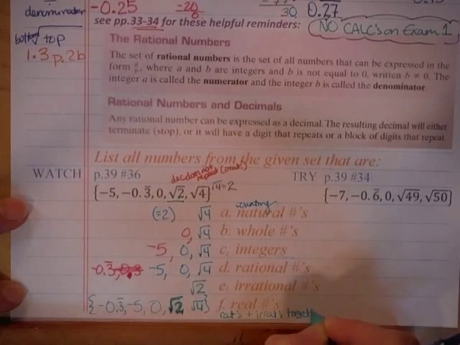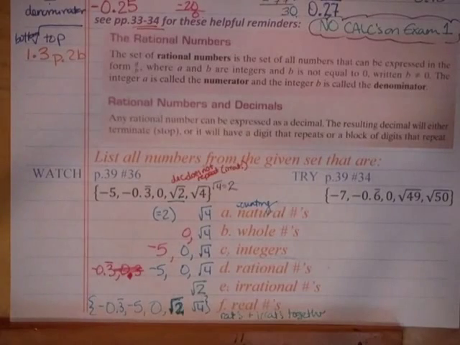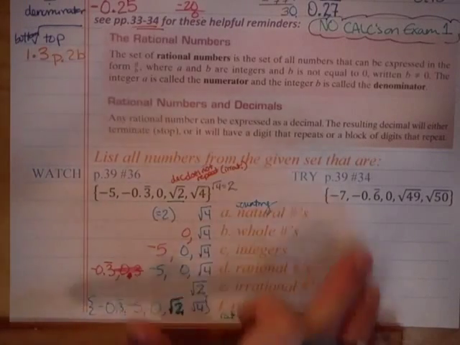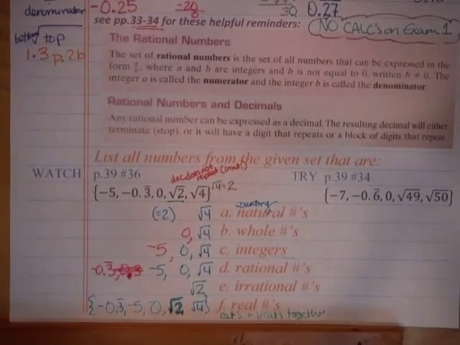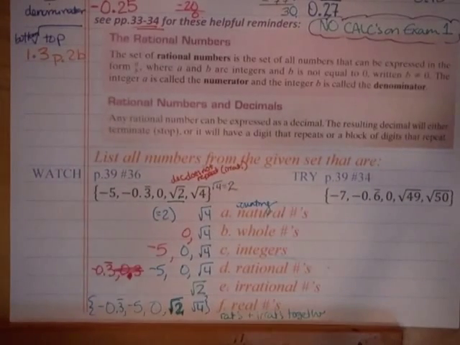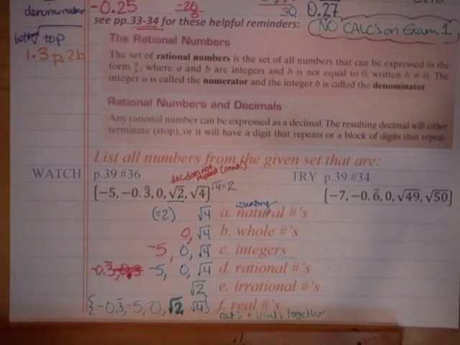Okay, I'll give you a chance to copy that down and then think through number 34. Try it on your own. See if you can identify in this set what's the naturals, wholes, integers, rationals, irrationals, and reals. Then pause it and finish that up on your own. Come back for the answer.